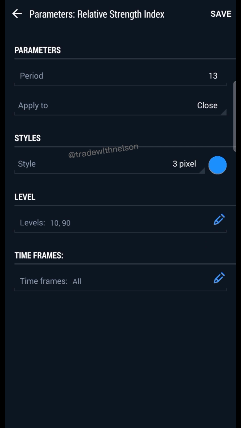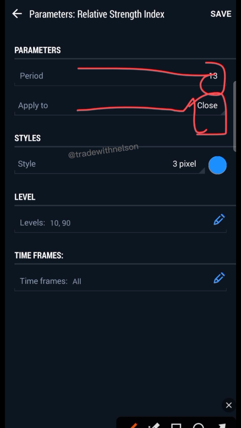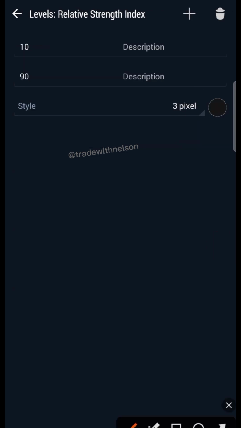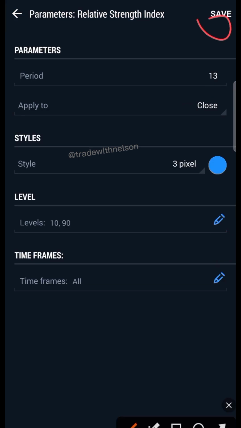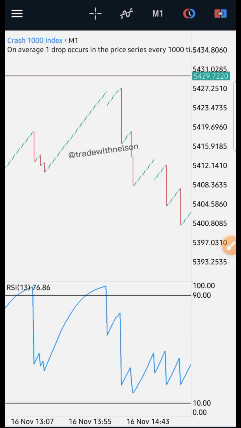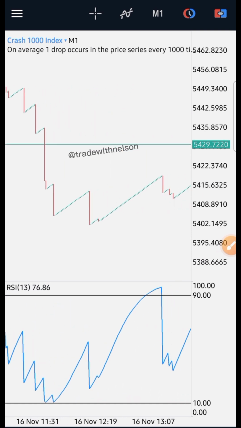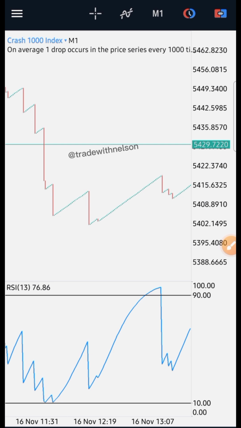So if you click on that, you make your period to be 13. You apply to close. Your style should be 3 pixels. Then you can select color of your choice, but it must be visible on your chart. Then the level, you click on this pen icon. Then you make this to be 10 and this to be 90. Then after that, you click on back button and you click on save. Your chart should look exactly as what you see over here if you follow the instructions and the settings I give in my indicator settings.